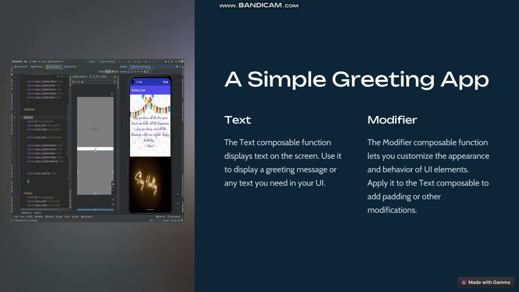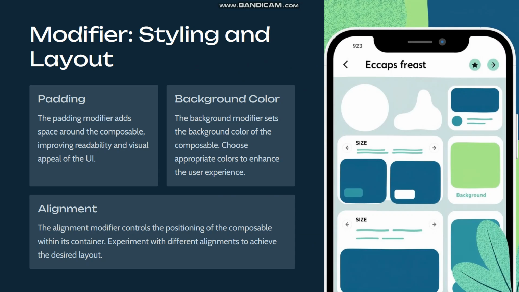Modifier: the Modifier lets you customize the appearance and behavior of UI elements, applied to the Text composable to add padding or other modifications, to modify the styling and layout. Padding: the padding modifier adds space around the composable, improving readability and visual appeal of the UI. Background color: the background color modifier sets the background color of the composable. Choose appropriate colors to enhance the user experience. Alignment: the alignment modifier controls the positioning of a composable within its container. Experiment with different alignments to achieve the desired layout.